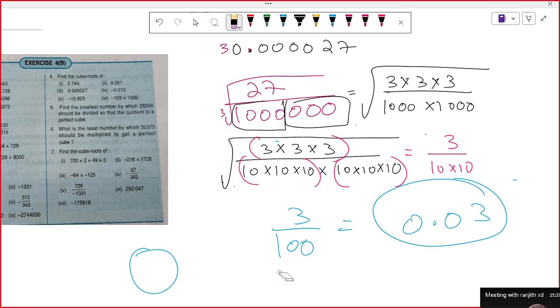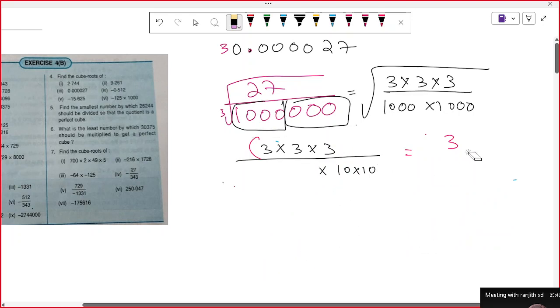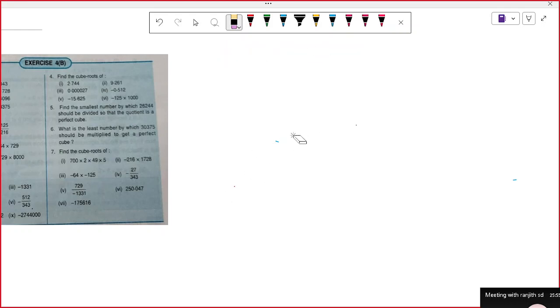Okay, next question, we'll just solve verbally. Minus 0.512. And minus is given, so the final answer should be in minus, right? Okay, cube root. Write the cube root symbol for this.